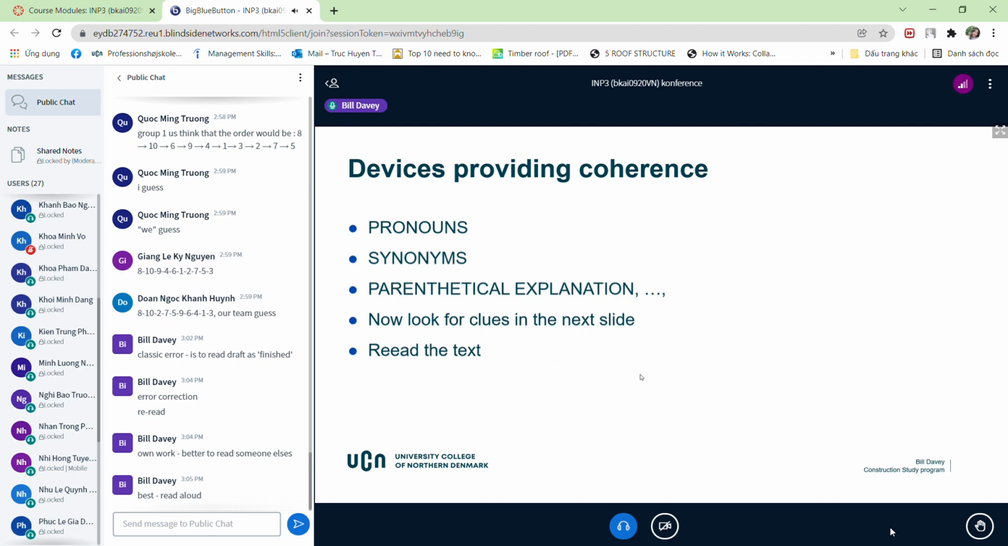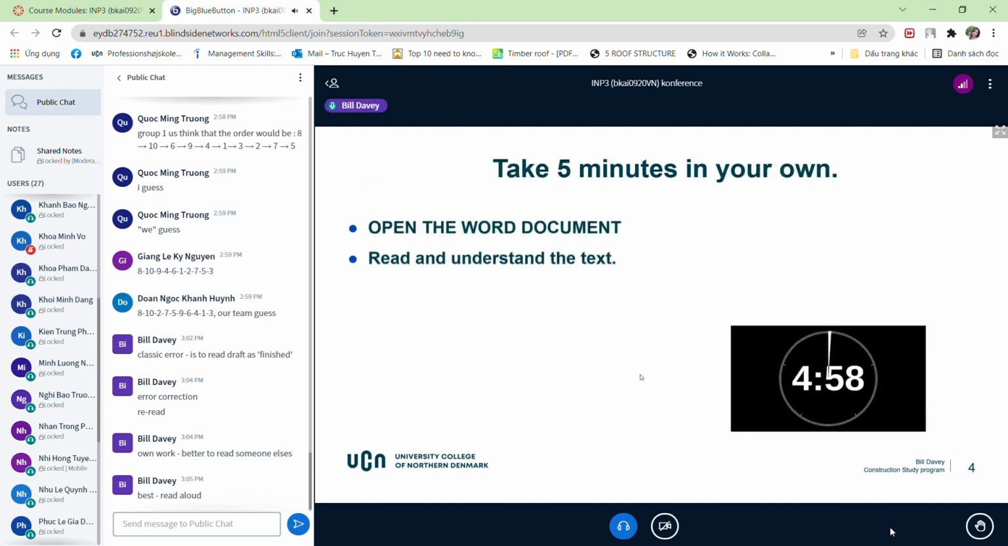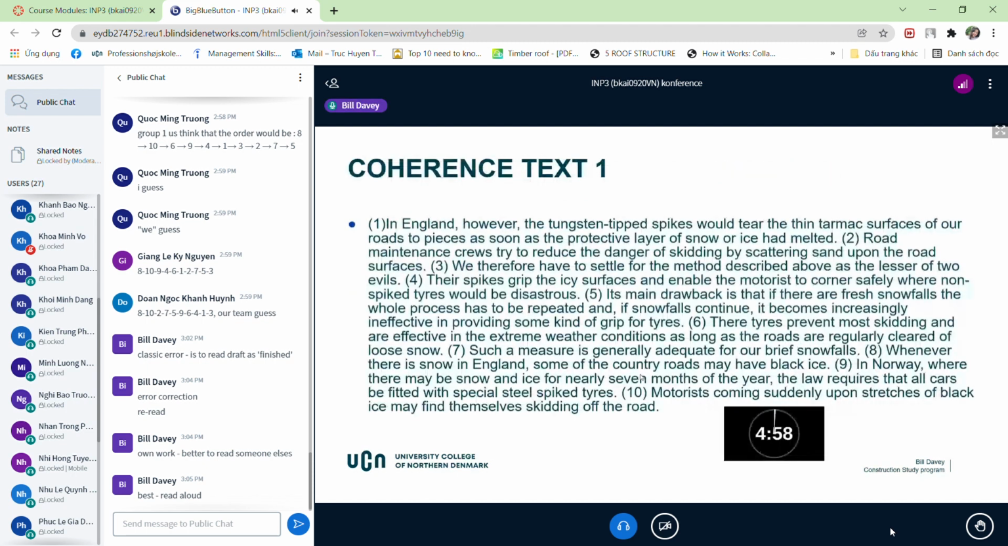So let's move on to the next slide. Oh, we're not going to take 5 minutes because we've already done that. Oh, there we are. So here we have the text that you have just looked at in the Word document I just shared with you. And you have had some time to try and figure out which order you think those sentences should come in. And I now want to explain to you why you came to the conclusions that you came to.